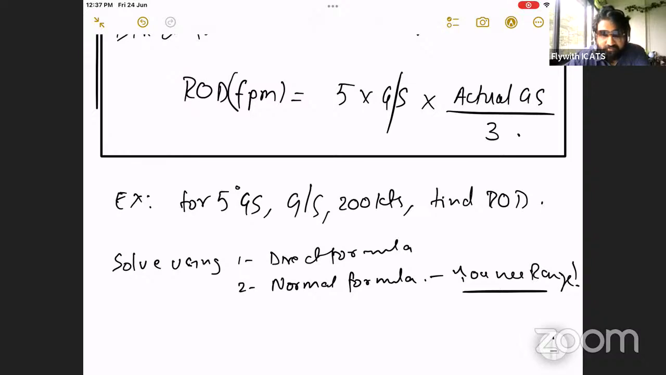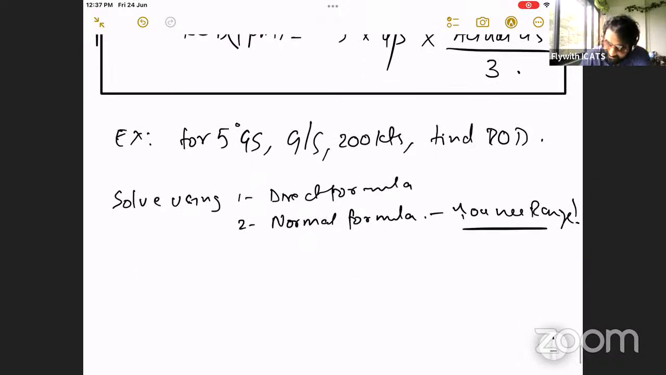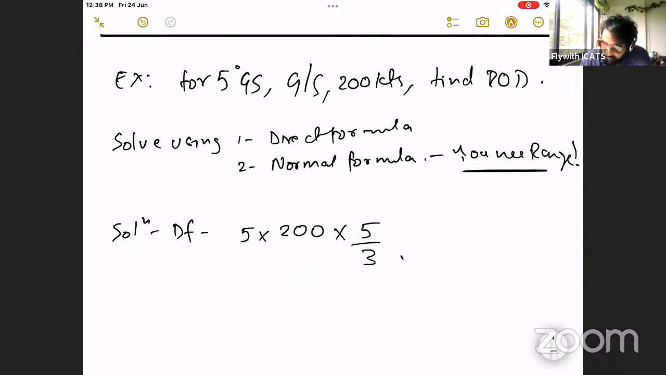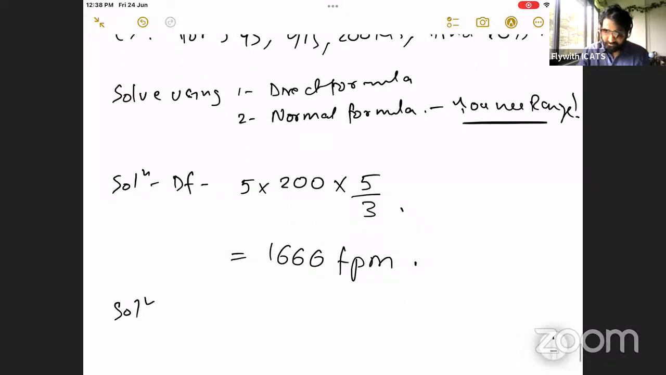Is it direct formula first answer or what? I'm not sure, students. So solution, direct formula, pi into 200 into actual upon 3, right? Pi into 5 upon 3. This is the direct formula, and that is for ROD. So what is the answer to this equation? Pi into 200 into 5 divided by 3 is equal to 1666 feet per minute. And solve using normal formula.